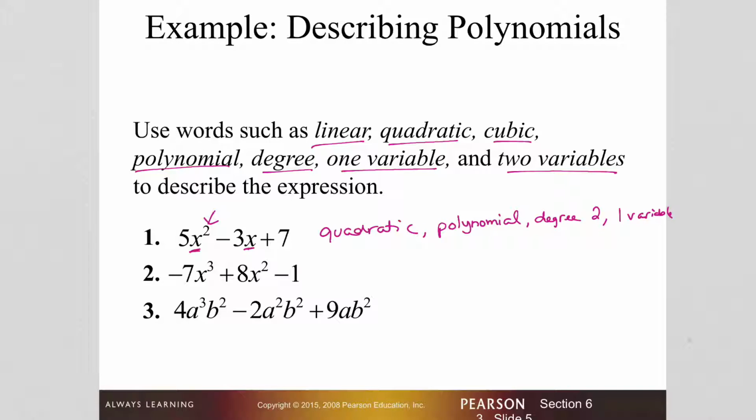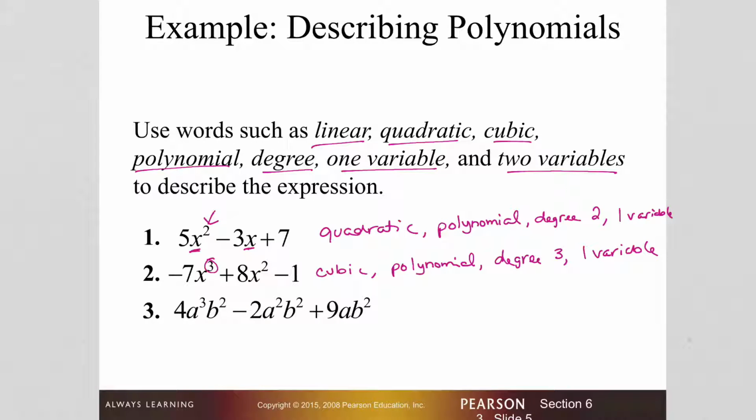Alright, so let's look at the next thing. Number 2, this is a cubic. What makes it a cubic? This right here. It is a polynomial. You could also call that a trinomial. It has a degree of 3. That's the highest exponent. And it is also a one variable.